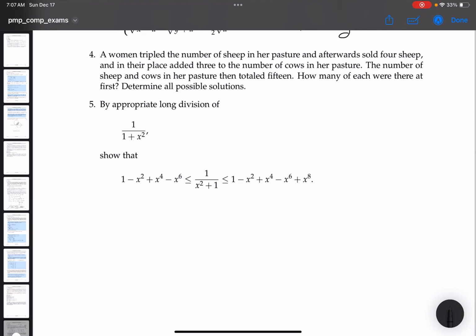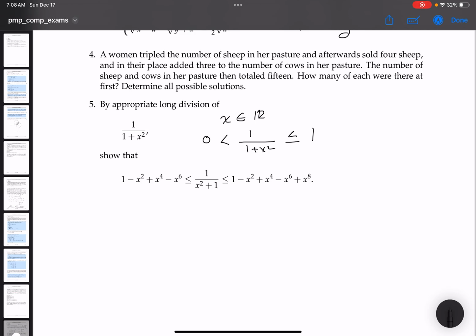Okay, for number 5, it says by appropriate long division of this rational expression, show that there's an inequality over there. Now, before I go forward, I want to point out that x can be any real number. And looking at it, I'm going to say 1 over 1 plus x squared is certainly going to be greater than 0. The reason is that when you square some number, x squared is always a positive number, and 1 over 1 plus some positive number is always going to be positive, right? Then the most it could be, it has to be less than or equal to 1.